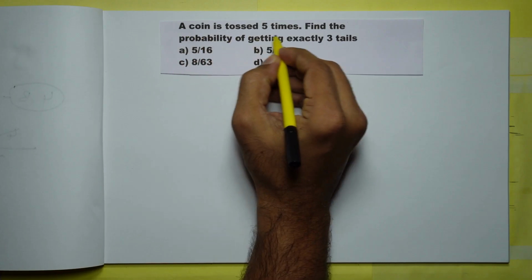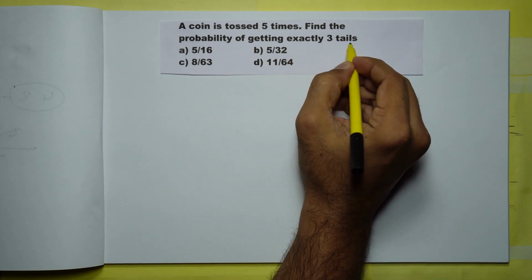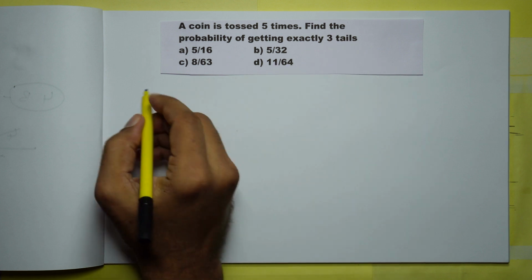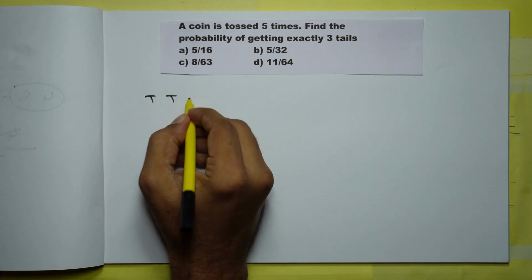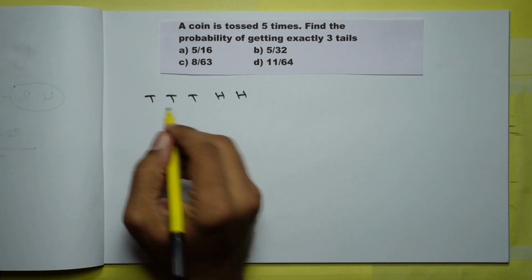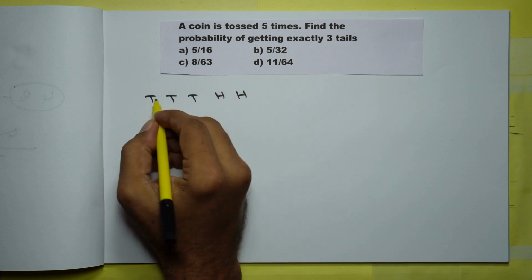A coin is tossed 5 times. Find the probability of getting exactly 3 tails. So exactly 3 tails means one favorable outcome is the first 3 of them are tails, and then you can get head and head. So this is one favorable outcome when you get exactly 3 tails.